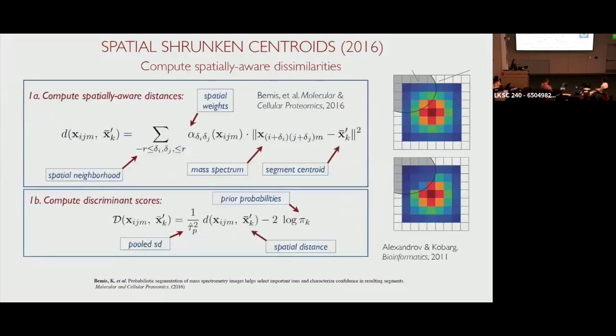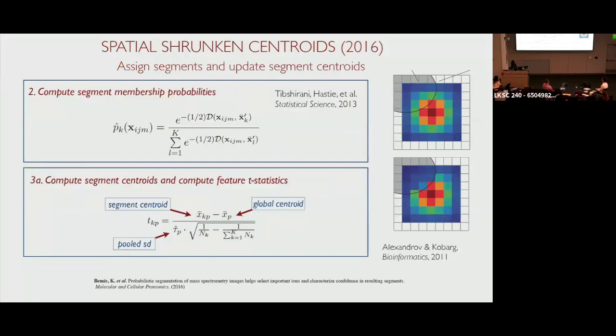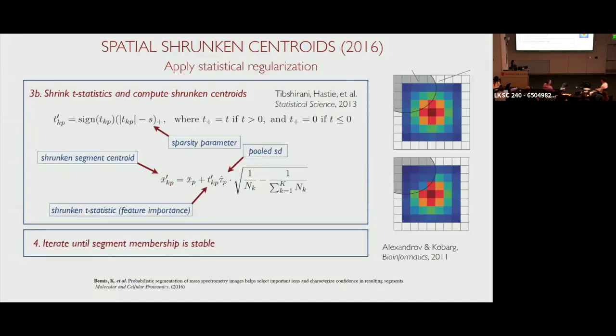The way this method works is we start by computing spatially aware distances. From that, we compute some spatial discriminant scores. We compute the segment membership probabilities, so what is the probability an individual spectrum belongs to a particular segment? And then this is the part where we do the feature selection. We compute the segment centroids, so what is the mean spectrum for each of the different segments? And compute feature-wise t-statistics. These are essentially the importance of each of the mass features in determining the segments. Here is where the regularization comes in. We shrink the t-statistics based on a user-specified sparsity parameter, and then from that, we recompute the shrunken segment centroids. And then we iterate all through this until the segmentation is relatively stable.